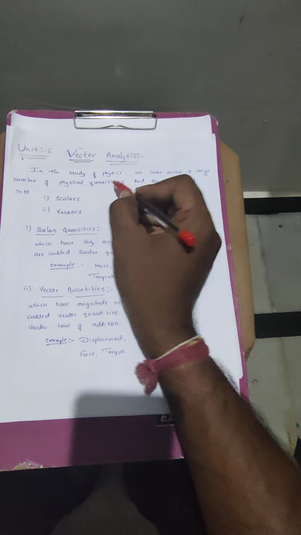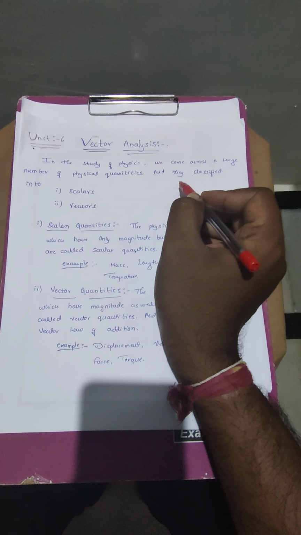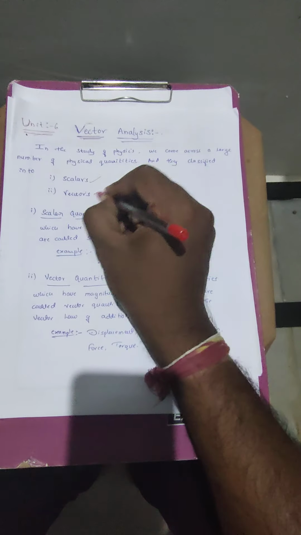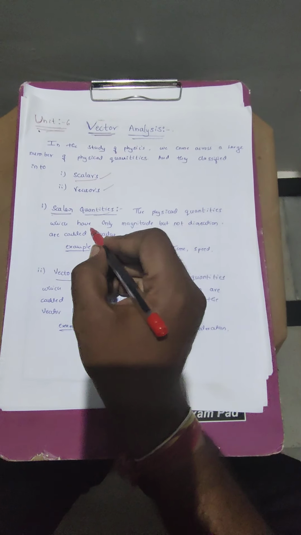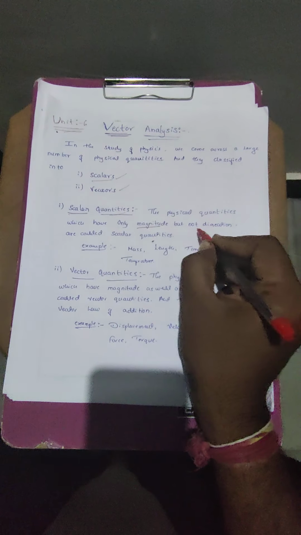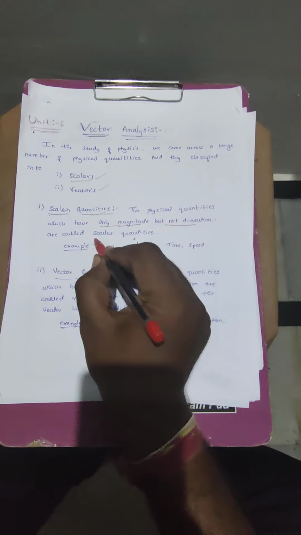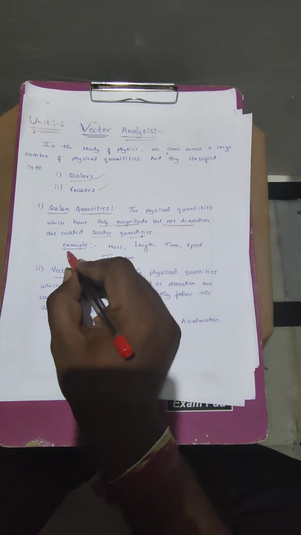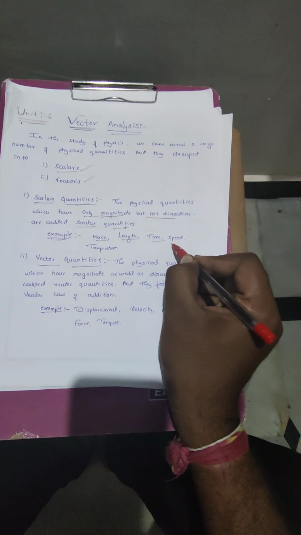In the study of physics, we came across a large number of physical quantities and they are classified into scalars and vectors. First we can see scalar quantities. The physical quantities which have only magnitude but not direction are called scalar quantities. Examples for scalar quantities are mass, length, time, speed, temperature.